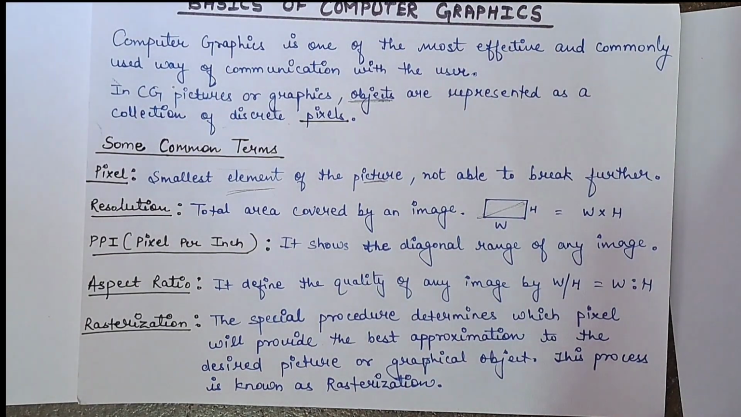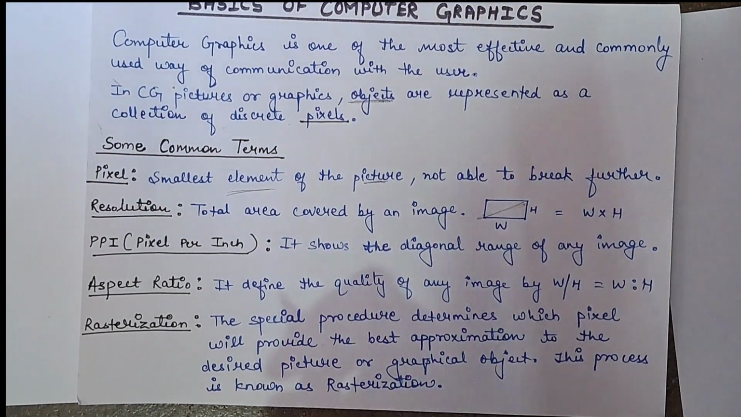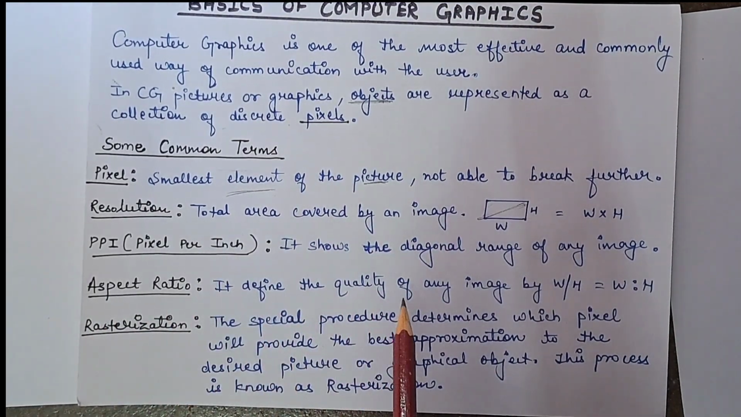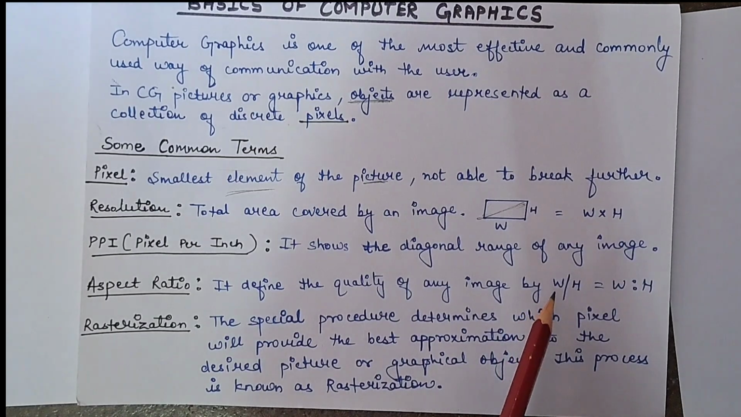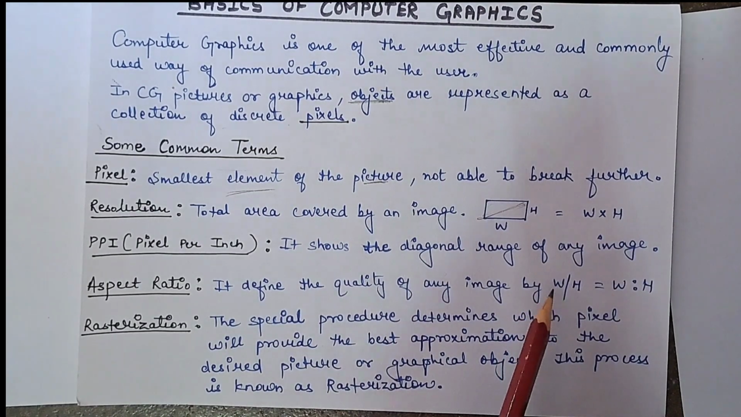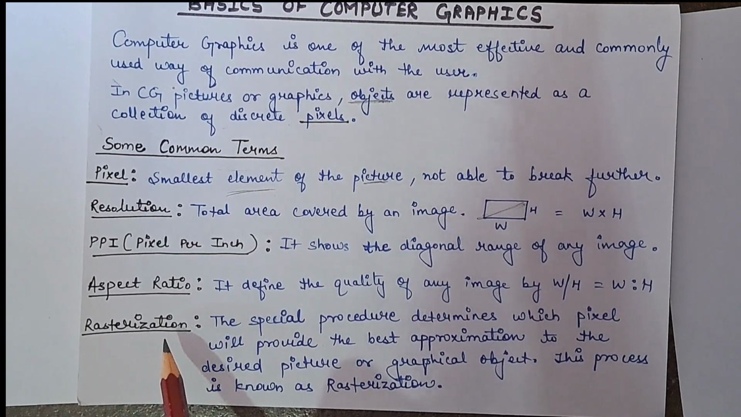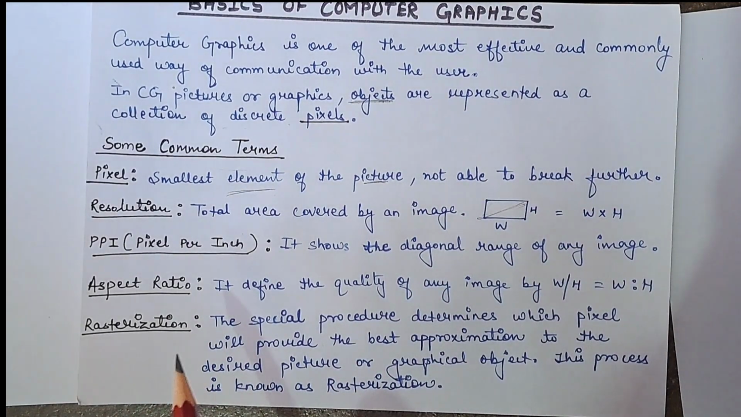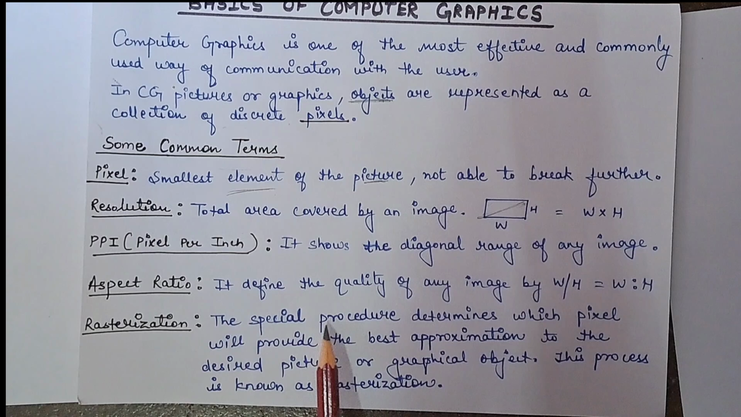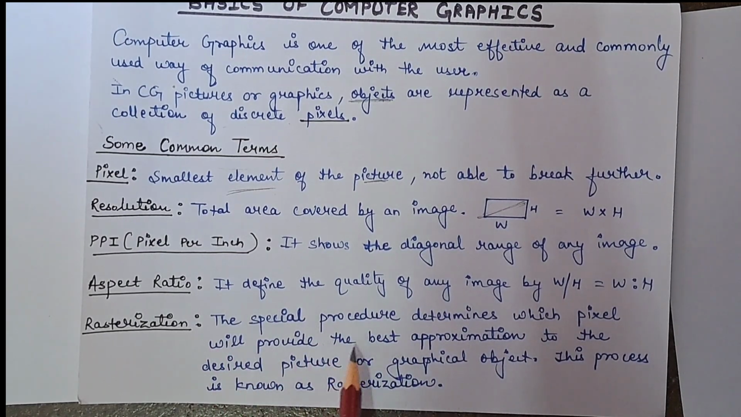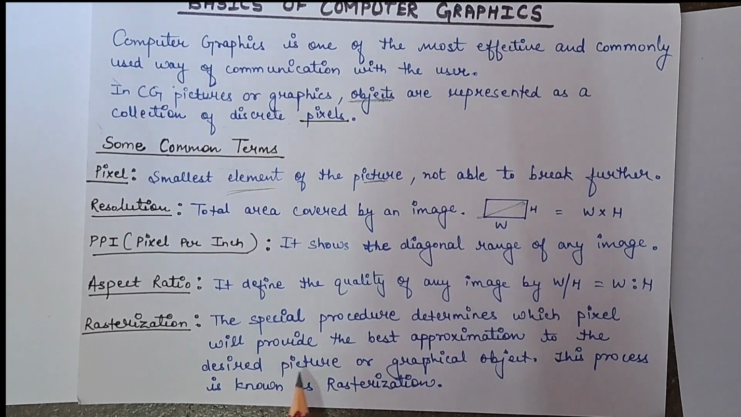Now in your vivas in colleges, a term can be asked like what is the aspect ratio. It defines the quality of an image by width by height ratio. Here another term comes: what is rasterization? Rasterization is a special procedure which determines which pixel will provide the best approximation to the desired picture or graphical object.